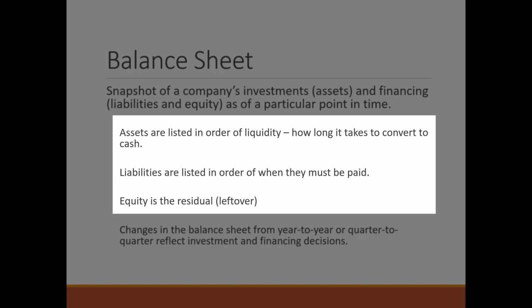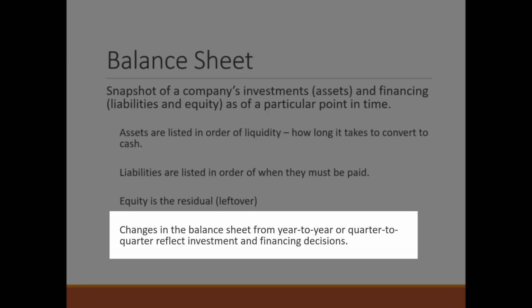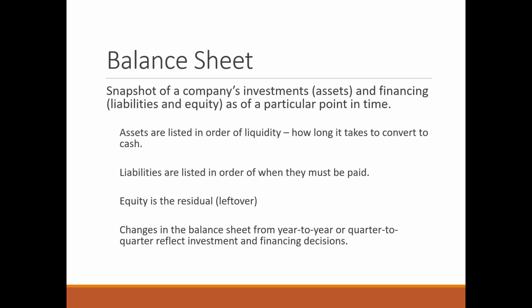Liabilities are listed in order of when they must be paid. So the current liabilities all must be paid within the next year. And then the long-term liabilities have a life that's longer than that. Equity is the residual. That means it's the leftover. So whatever is the difference between assets and liabilities is going to be the equity. And then finally, changes in the balance sheet from year to year or quarter to quarter are reflecting the different investing and financing decisions that the company is making. So that's where things flow into the financial statements. It's going to show up in the balance sheet.